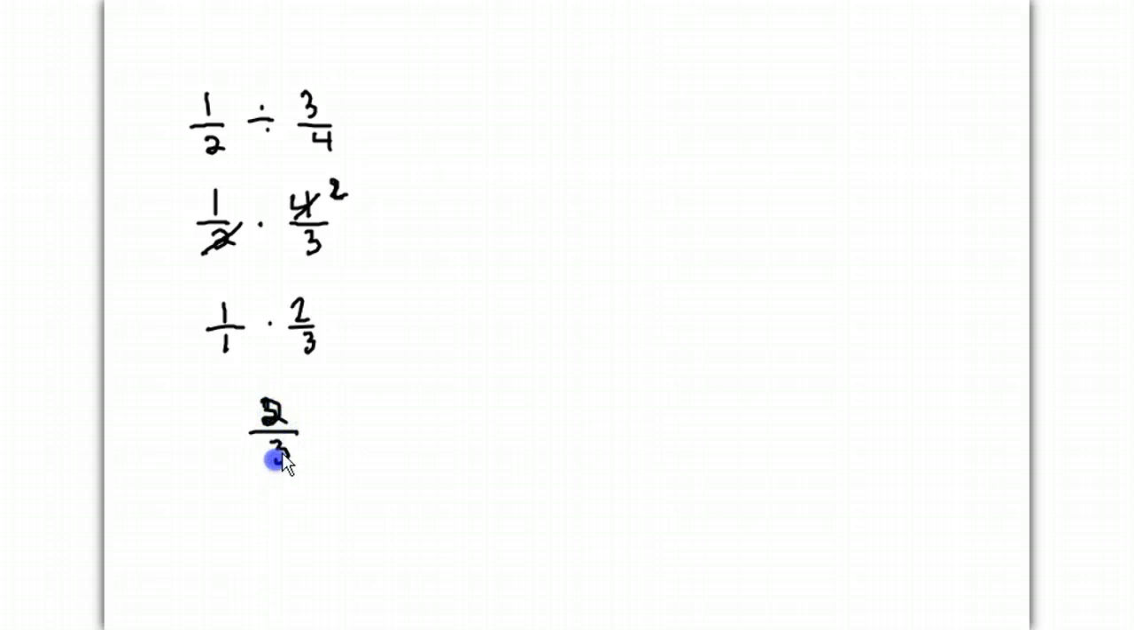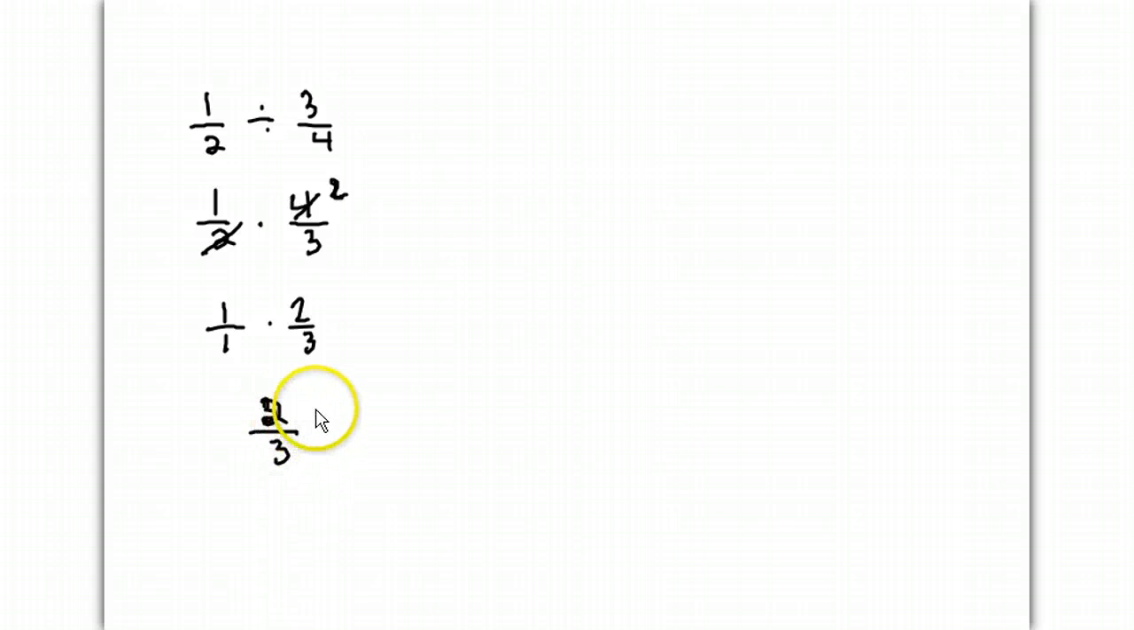So remember, before I multiply straight across, I know that 2 will go into 4 2 times. And so what I have is 1 over 1 times 2 over 3. And when you multiply that together, the answer becomes 2 over 3.